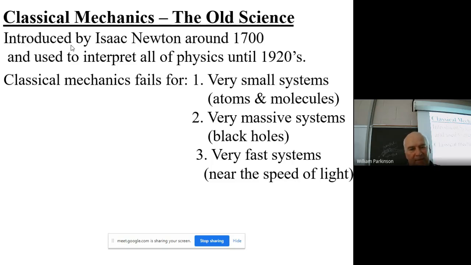So in any event, we now have concluded that the ideas of Newton were great.